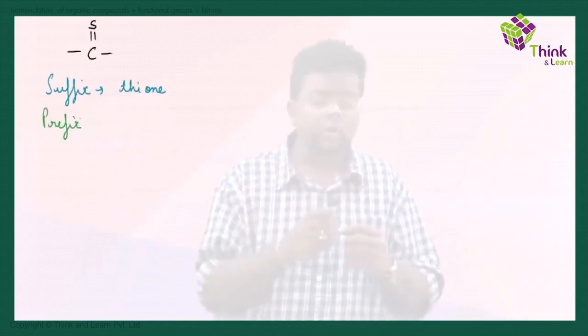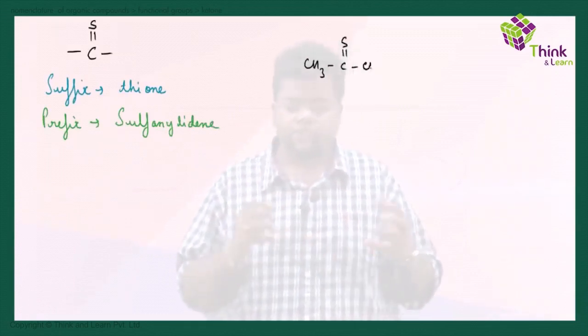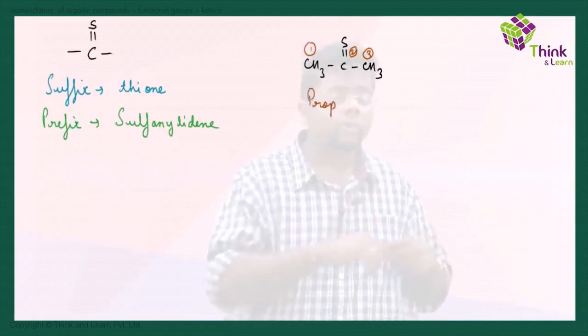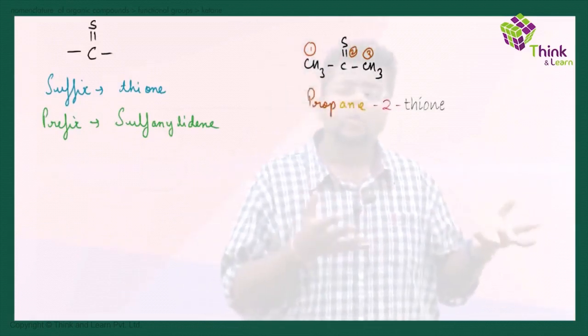Now similar to what we were doing before, if I replace the oxygen with sulfur, what do I get? Yes, a new functional group with the suffix as thione and the prefix as sulfanylidene. So if we see the name, the simplest ketone, the name would become propane-2-thione.